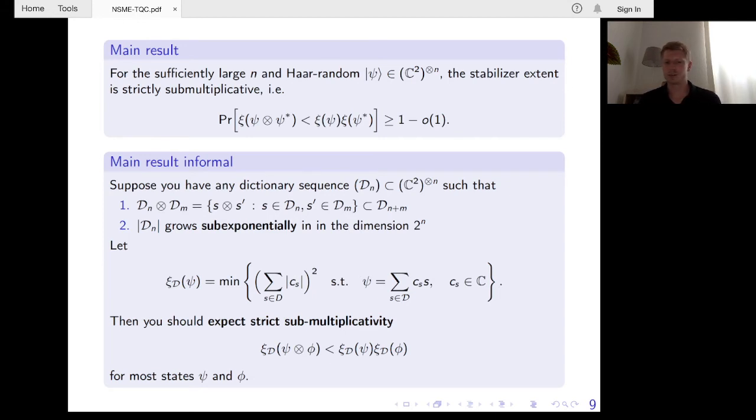So if you tensor two states psi and phi, and you want to compute the extent with respect to your dictionary sequence D, then you should expect that it's strictly smaller than the extent of psi times the extent of phi. And this should hold for most states. Maybe one important thing here: all the words in your dictionary sequence should be unit vectors, which is also the case when you consider stabilizer states, because these are states, they are also unit vectors.